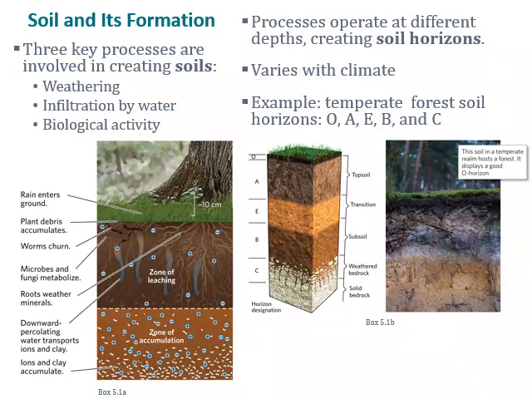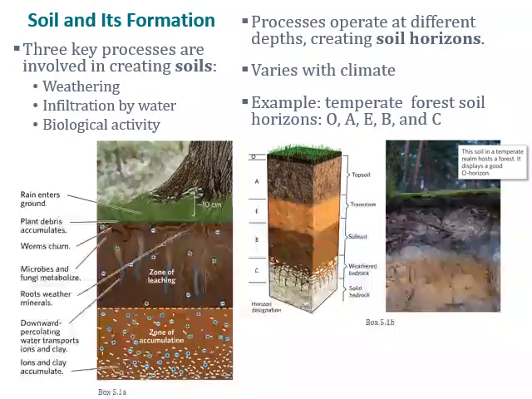One example is that in a temperate forest soil, you may have an organic horizon, an A horizon, which is the topsoil, an E horizon, which is a transitionary location, B, which is subsoil, and the C horizon, finally, which is the weathered bedrock. On the right, you can see a picture of these different horizons in a schematic and in real life.